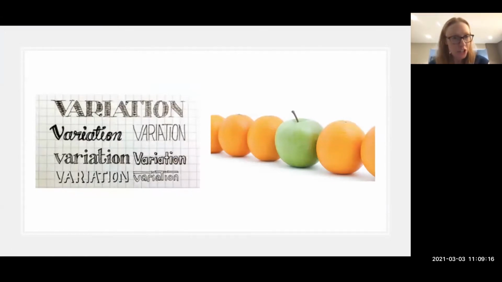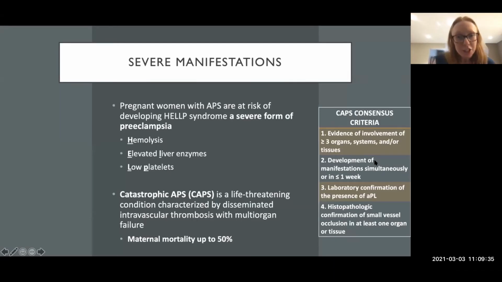There is wide variation in the definitions, what cutoffs we use, and how we define each of those terms, making it really challenging for this rare population to compare in the literature. In addition to those 2 phenotypes, there are more severe manifestations of pregnancy and APS. A severe form of preeclampsia is called HELLP syndrome, characterized clinically by hemolysis, elevated liver enzymes, and low platelets.